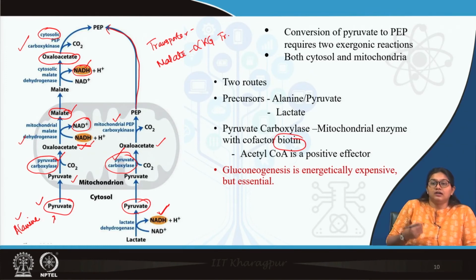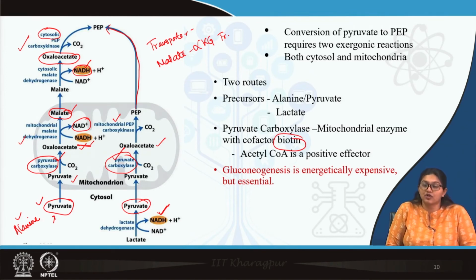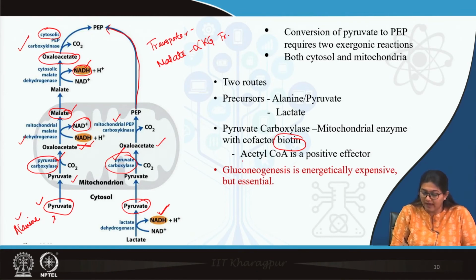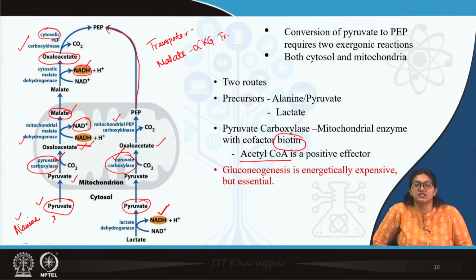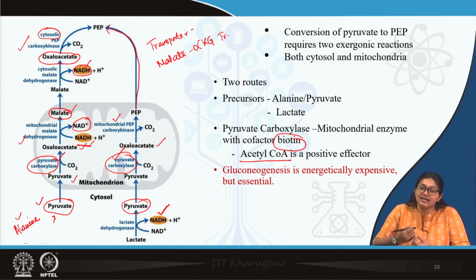Here, for the allosteric regulation of carboxylase, there is an important role of acetyl coenzyme A. Acetyl coenzyme A acts as the positive effector for activation of pyruvate carboxylase. Why? Remember, when there is a huge amount of acetyl coenzyme A, basically formed from fatty acid oxidation, which happens in neoglucogenesis, more acetyl coenzyme A is formed from breakdown of fatty acid, and that acetyl coenzyme A activates pyruvate carboxylase for production of glucose for supply of energy.